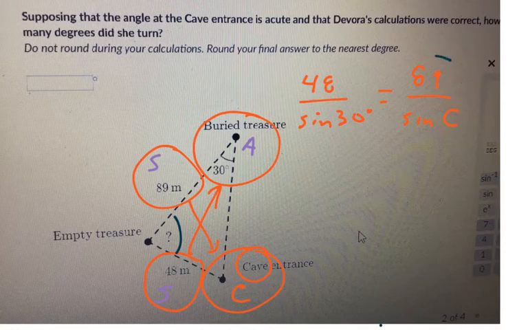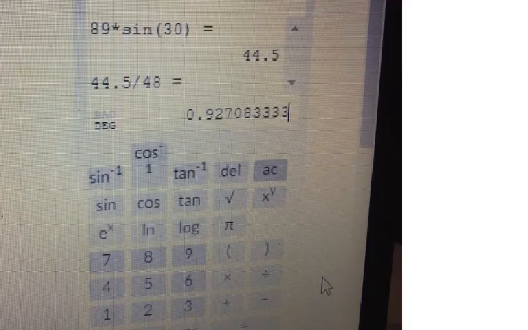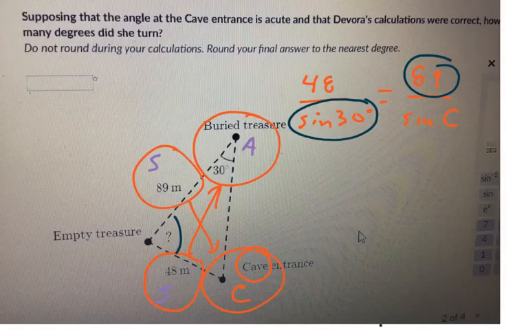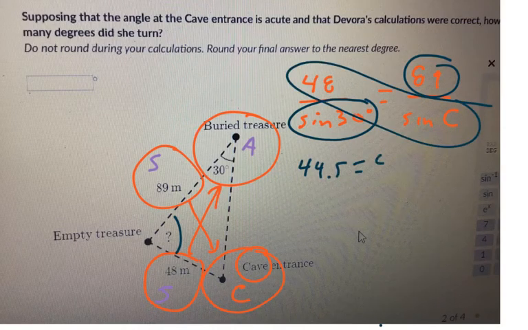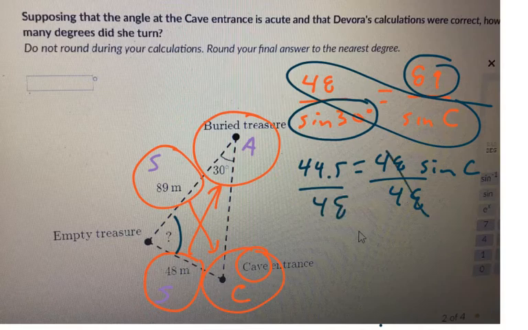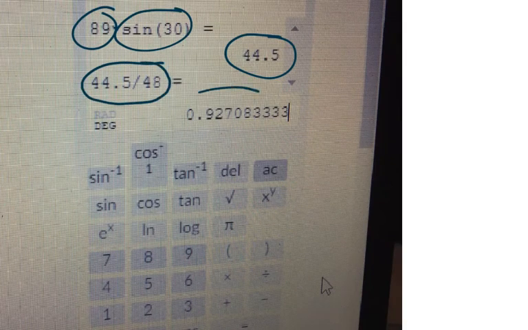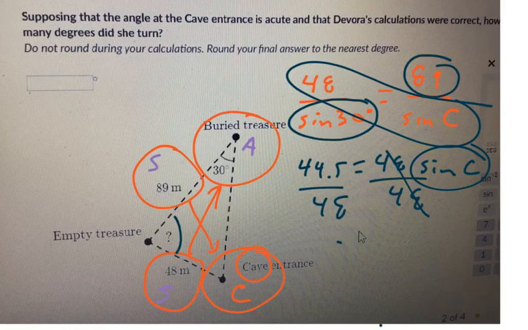So I'm going to do 89 times sine of 30. As you can see, I did that right there. I got 44.5. And I know that 44.5 will equal this right here, 48 times the sine of big C. And I'm now going to divide both sides by 48 so that all I have is sine of big C. So as you notice, I took the 44.5, I divided by 48. I got 0.927. Now, that means the sine of C equals 0.927.